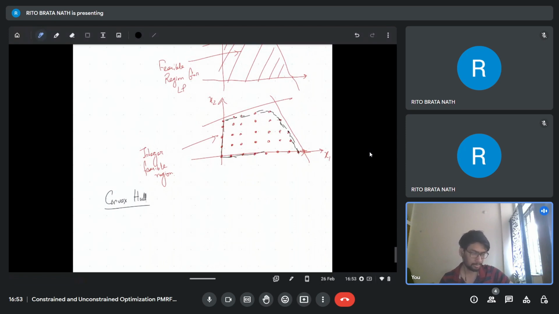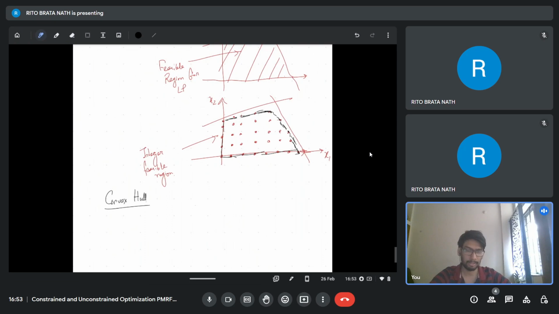If somehow you can get to this part and solve this problem as an LP with this kind of constraints, then the solution of your LP will be the same as the solution of your IP, right? That's the idea, because the corner points now will become feasible. You can evaluate those corner points and you will get the solution, and that corner point is an integer point here. But how to get to this convex hull is the challenging thing.